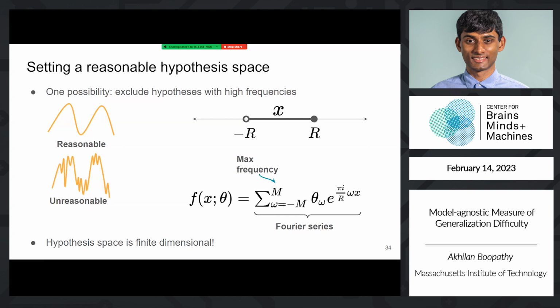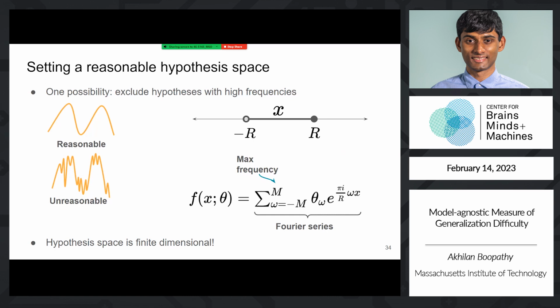And one thing that's important to note here is that we have a finite number of terms in this Fourier series. That's because we've cut off the maximum frequency that the function could take here. So we've provided some restriction on the hypothesis space, and that actually allows us to make the hypothesis space finite dimensional. And so the dimensionality just scales here with this big M. So this is maybe one reasonable way to define a hypothesis space in the simple one-dimensional case.